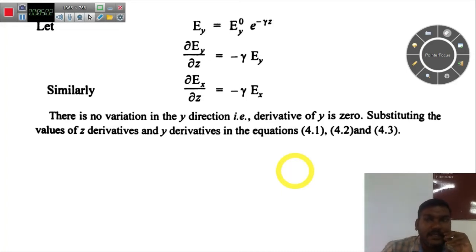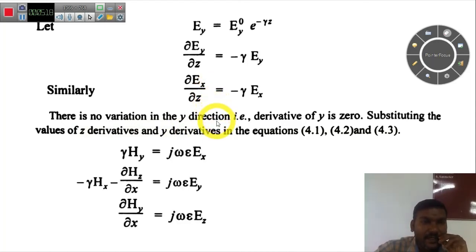Similarly you can find the other values. So in the above equation already we told that there is no variation in the y direction, so the derivative with respect to y is always 0, and you can substitute the z derivative values and y derivative in the above three equations. If you substitute the y derivative value equal to 0, you have gamma Hy is equal to j omega epsilon Ex, and gamma Hx minus dou Hz by dou x is equal to j omega epsilon Ey, and dou Hy by dou x is equal to j omega epsilon Ez. It is nothing but divided by dou y, which means the derivative value will be 0.